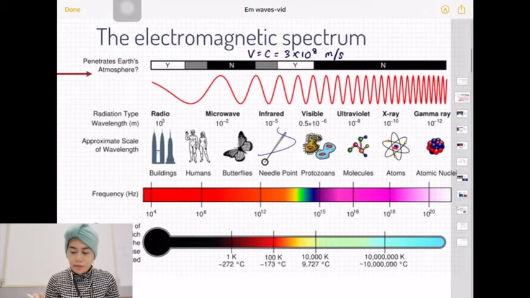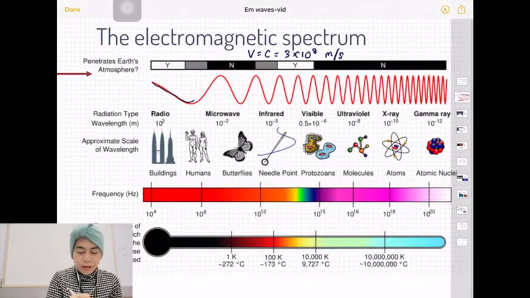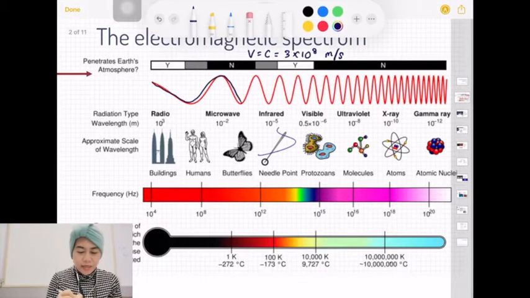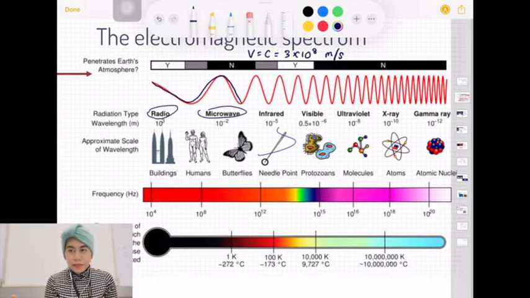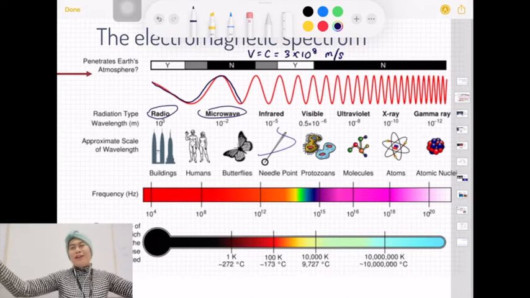If you can see in this picture, the red line is showing you the wavelength of the electromagnetic spectrum. On the first part here on the left, radio waves and also microwaves have a large wavelength. But when we talk about large wavelength, it's not just an ordinary large wavelength. It is a really, really large wavelength.